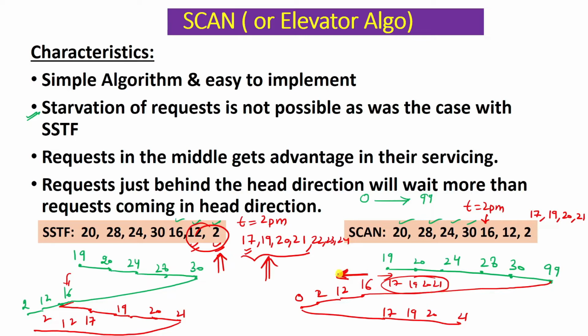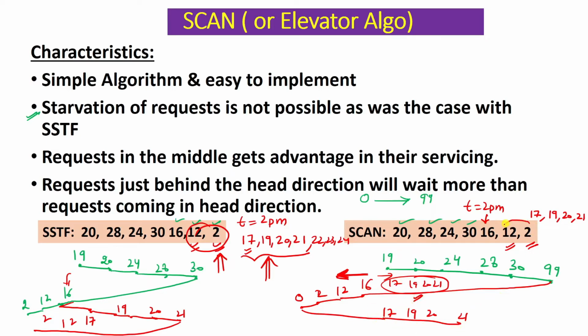It will say, I'm moving in this direction, first I will complete all the requests which are coming in this direction. So it will continue to follow this direction and complete these requests. So these requests will not have to wait. Their turn will come eventually, and after that, the other requests will be served.